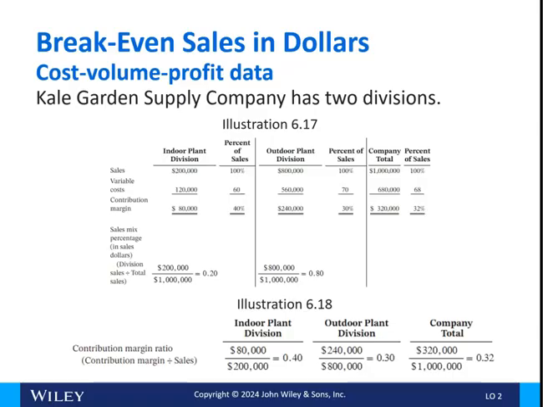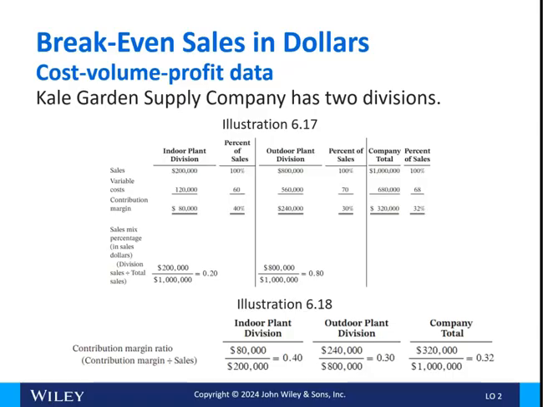So we're just looking at the top part of that CVP income statement, the sales minus variable cost to get contribution margin. So in the indoor plant division, we have $80,000 contribution margin on $200,000 of sales. Our contribution margin is 40% for indoor. Outdoor, $240,000 contribution margin on $800,000 of sales. It's a 30% contribution margin. And then combined, $1 million of sales, $320,000 of contribution margin, 32%.